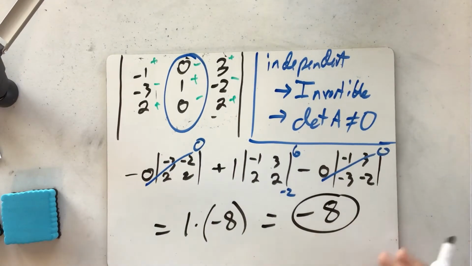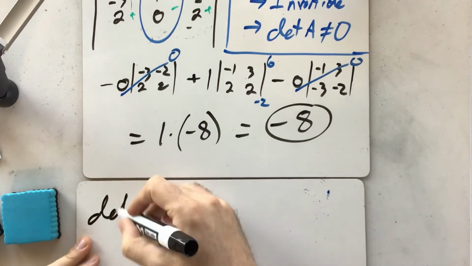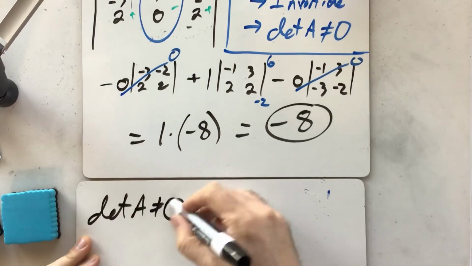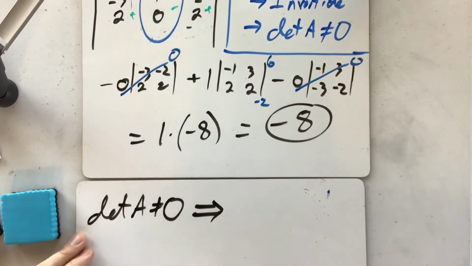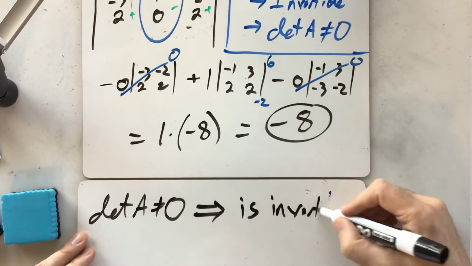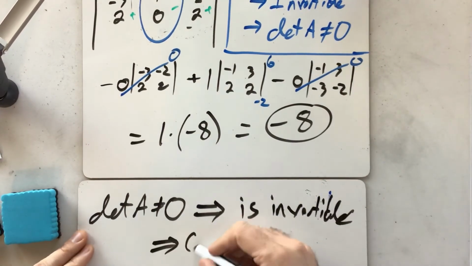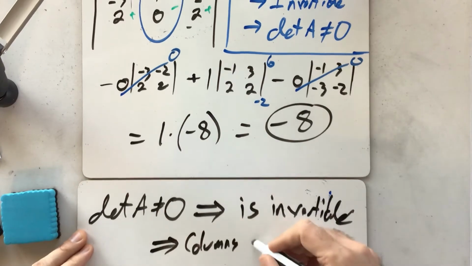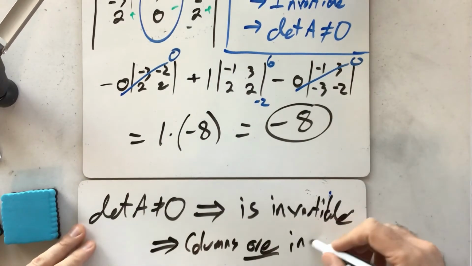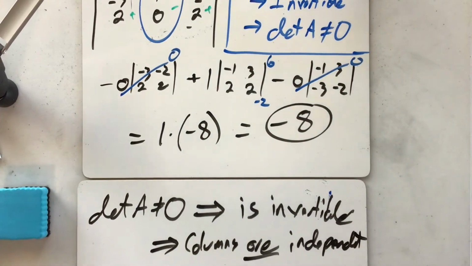And since our determinant is -8, what does that mean? Well, let's come and draw our conclusion. So our conclusion, that means the determinant was not 0. So that means our matrix is invertible. And what that means is that those columns are independent. So we can see that the solution is that the columns are independent.